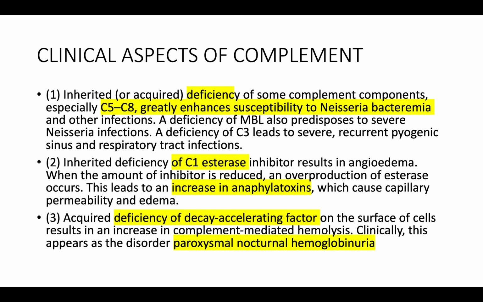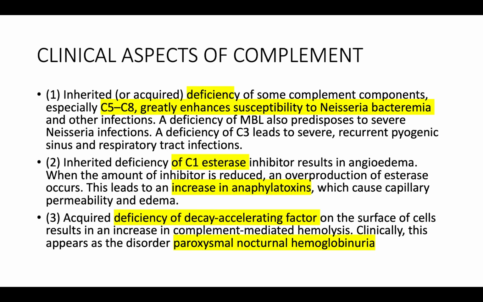Do we have any clinical aspects of complement, inherited or acquired deficiency? If you have deficiency of complement, especially the components from C5 to 8, which is what? The membrane attack complex, you end up with an enhanced susceptibility to Neisseria bacteremia. So complement is very, very important in keeping Neisseria in check. Exactly why just Neisseria is the most important of these.